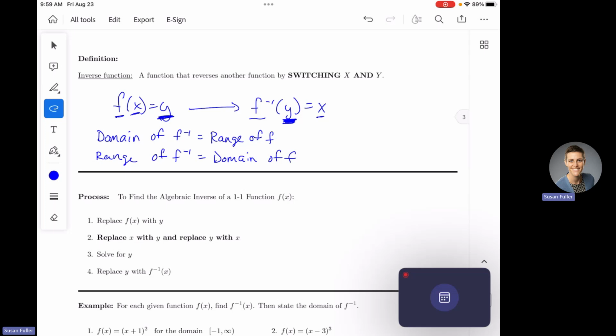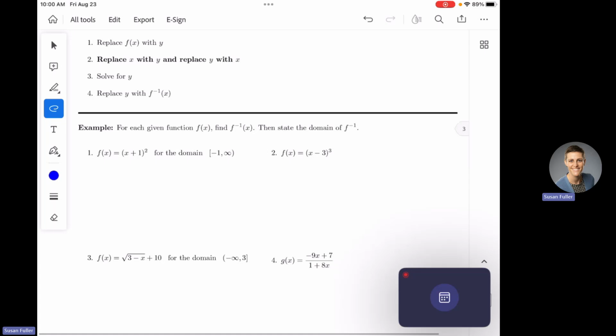The biggest thing that we are going to use this for is that the domain of your inverse function has to match the range of your forward function. We are going to use this to find the domain of your inverse function.